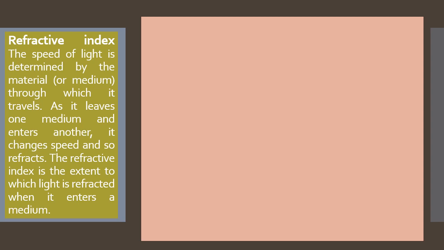Refractive index. The speed of light is determined by the material through which it travels. As it leaves one medium and enters another, it changes speed and so refracts. The refractive index is the extent to which light is refracted when it enters a medium.